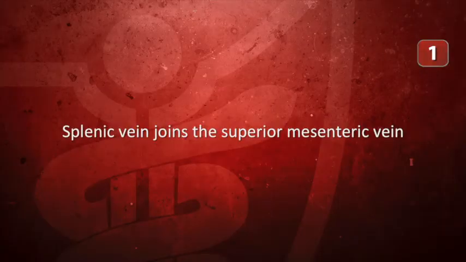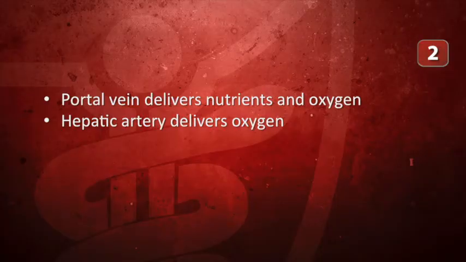All right, let's get going. First question, where does the portal vein begin? It begins where the splenic vein joins the superior mesenteric vein. Next, which vessels deliver oxygen and nutrients to the liver? We have the portal vein, which delivers both nutrients and some oxygen, and the hepatic artery, which mainly delivers oxygen.